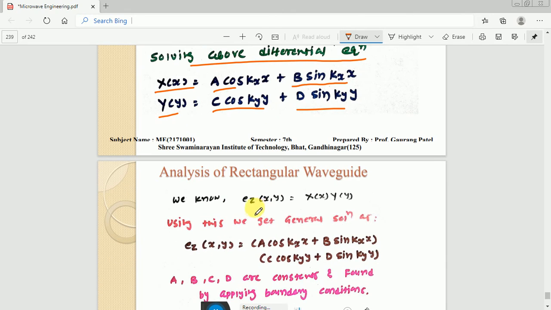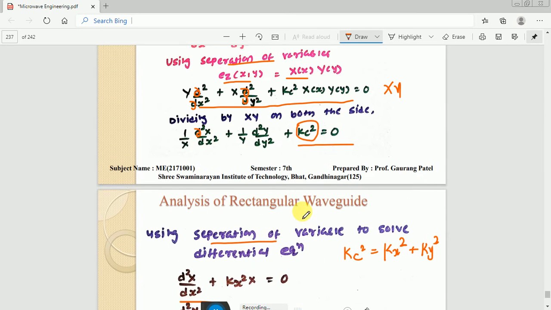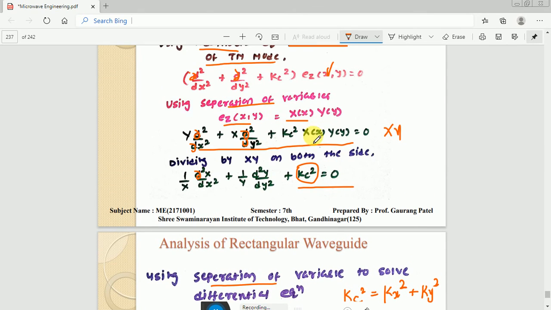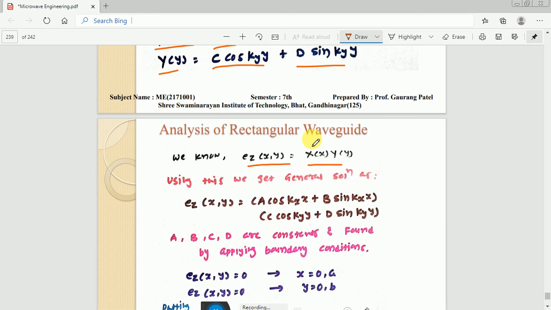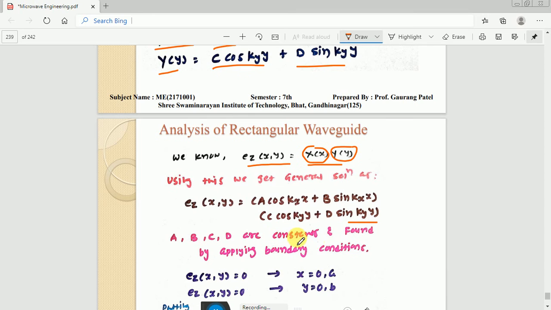And we already know Z(x,y) is nothing but X(x) into Y(y). So using the values of X(x) and Y(y), we can write Z(x,y) as inside bracket A cos kx x plus B sin kx x, times C cos ky y plus D sin ky y, where A, B, C, D are constants and they can be found by applying boundary conditions.